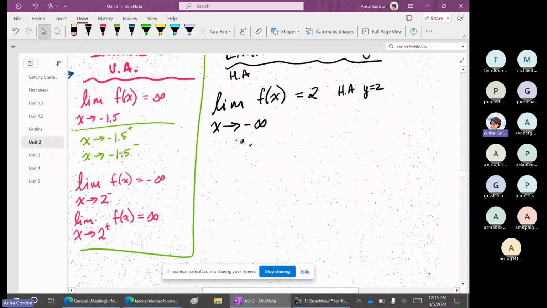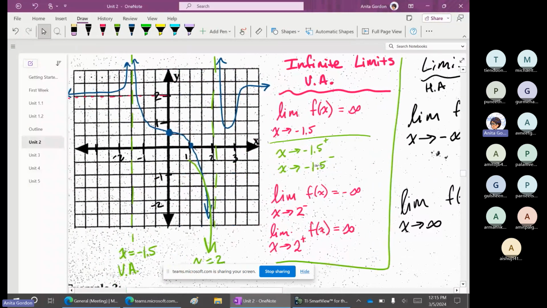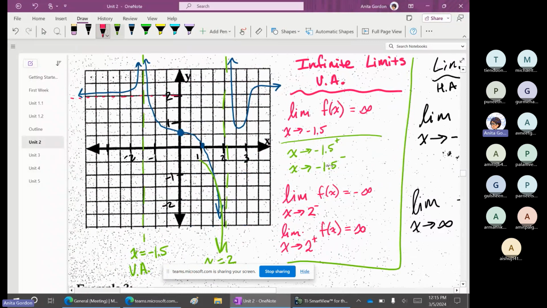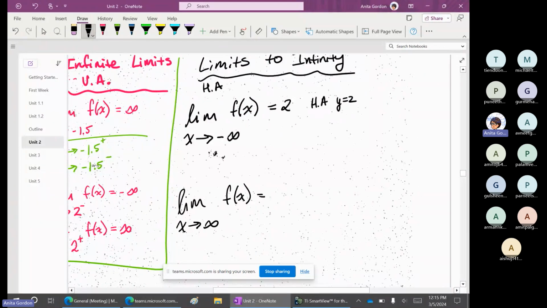What happens to the limit as x approaches the positive direction? So what happens on the right side of the graph? It's going off into 2.5. So it's approaching the line of 2.5. So I have another horizontal asymptote at y equals 2.5.